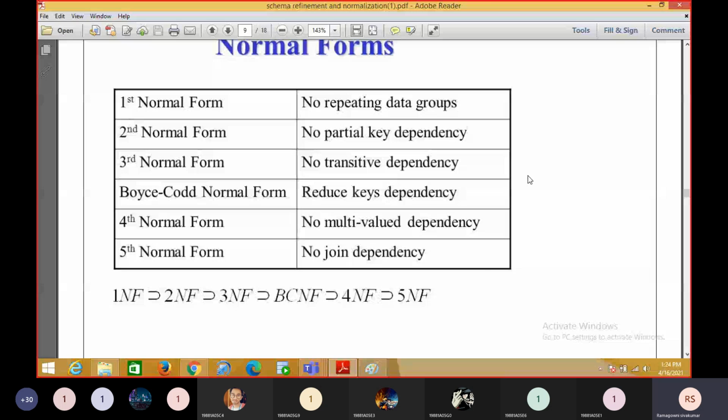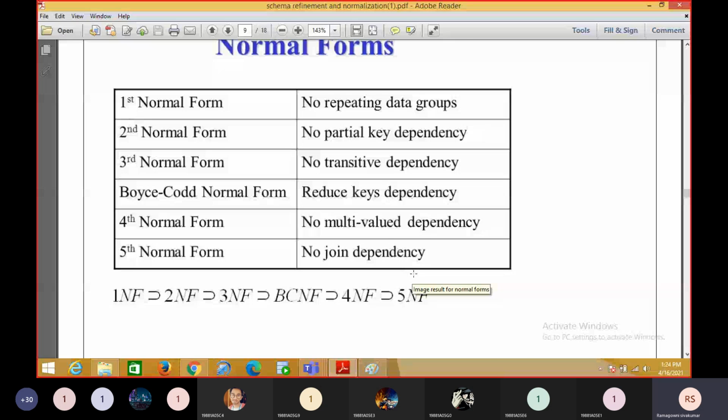We will see next Boyce-Codd normal form. In this form, we are avoiding redundant key dependencies. Next, fourth normal form: here no multi-valued dependency. In the fifth normal form, no join dependency. We are avoiding join dependency in the fifth normal form.